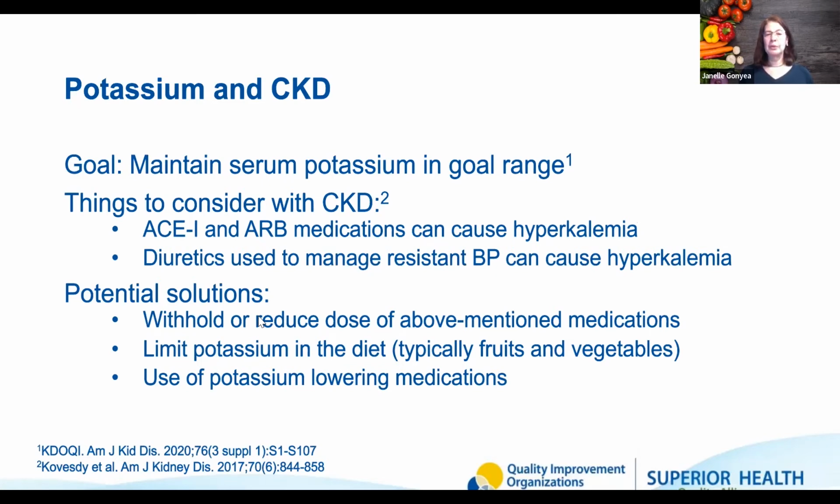One solution is to withhold or reduce the dose of these medications, but nobody really wants to do that because they are so helpful in slowing progression and cardioprotective. So we don't want to do that. We can limit potassium in their diet, so we can focus on things like high potassium fruits and vegetables. But again, we don't want to hit that too hard because we want to have that healthful eating pattern. So the new tool that we have is use of potassium lowering medications. So these new potassium binders, as a lot of people refer to them, can be utilized in this patient population so that we can hopefully continue with the protective medications and the healthful diet.